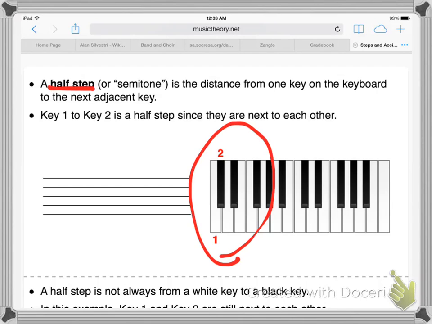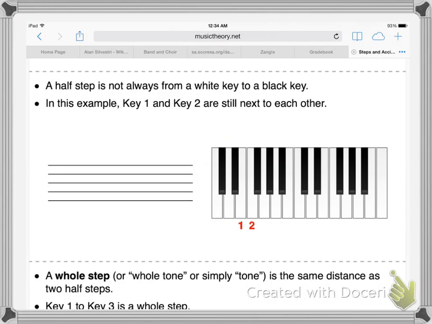I think you know that. I have talked about that before. At least some of you should know that. A half step is not always from a white key to a black key. In this example, key 1 to key 2 are still next to each other. So the tricky ones are between E and F and B and C, okay, where there's no black key. And so the distance between those two is still a half step because there's no key in between them.